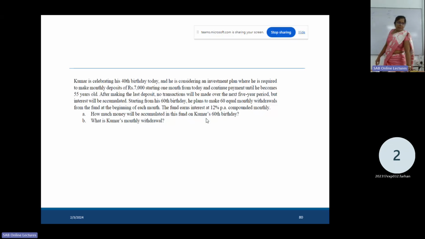Starting from the 60th birthday, he plans to make 60 equal monthly withdrawals. From the 60th birthday to the future, he is planning to withdraw 60 equal monthly withdrawals for 5 years again.